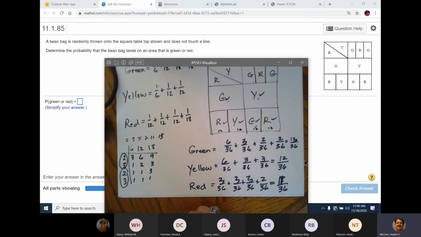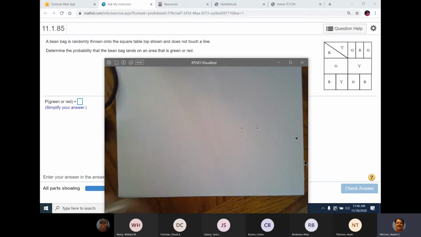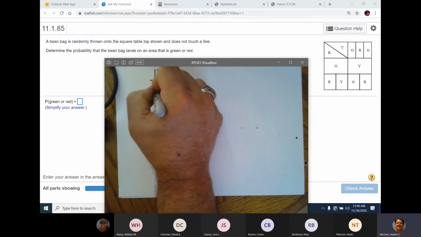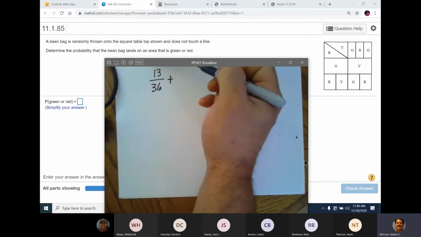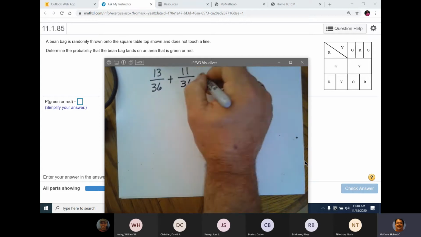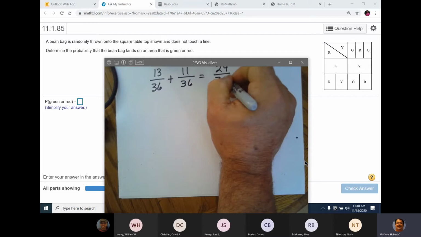And they want to know green or red, I think. And you're going to add those two together. That should be the answer. So green is 13 over 36 plus 11 over 36. And that's equal to 24 over 36.